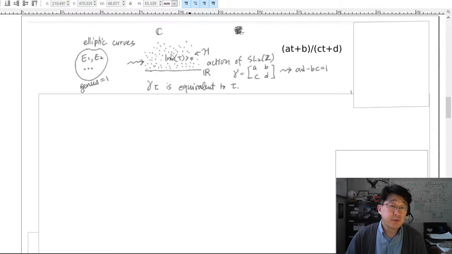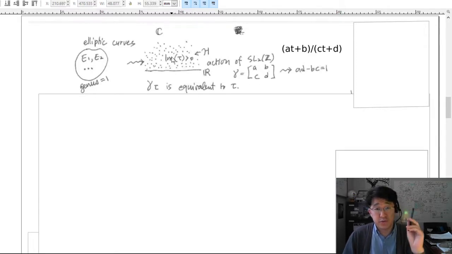So if you have one point, and this is how the action is denoted, if you hit that complex point in the upper half plane by this matrix, you obtain gamma tau, and it turns out this is always in the upper half plane. Those two things correspond to isomorphism classes of elliptic curves. So that's something interesting that is created on this very familiar space: the upper half plane of complex numbers with this linear fractional transformation acting on it.